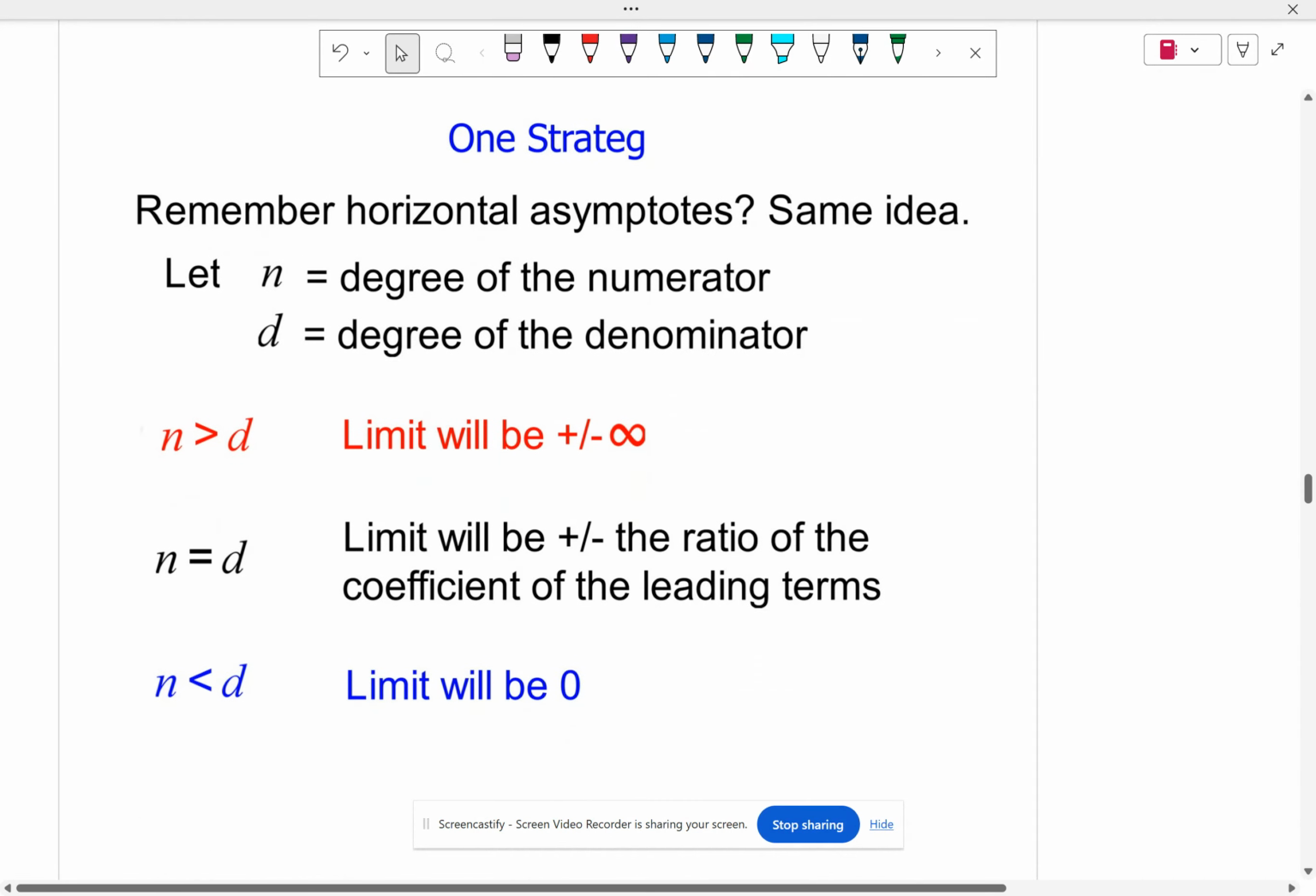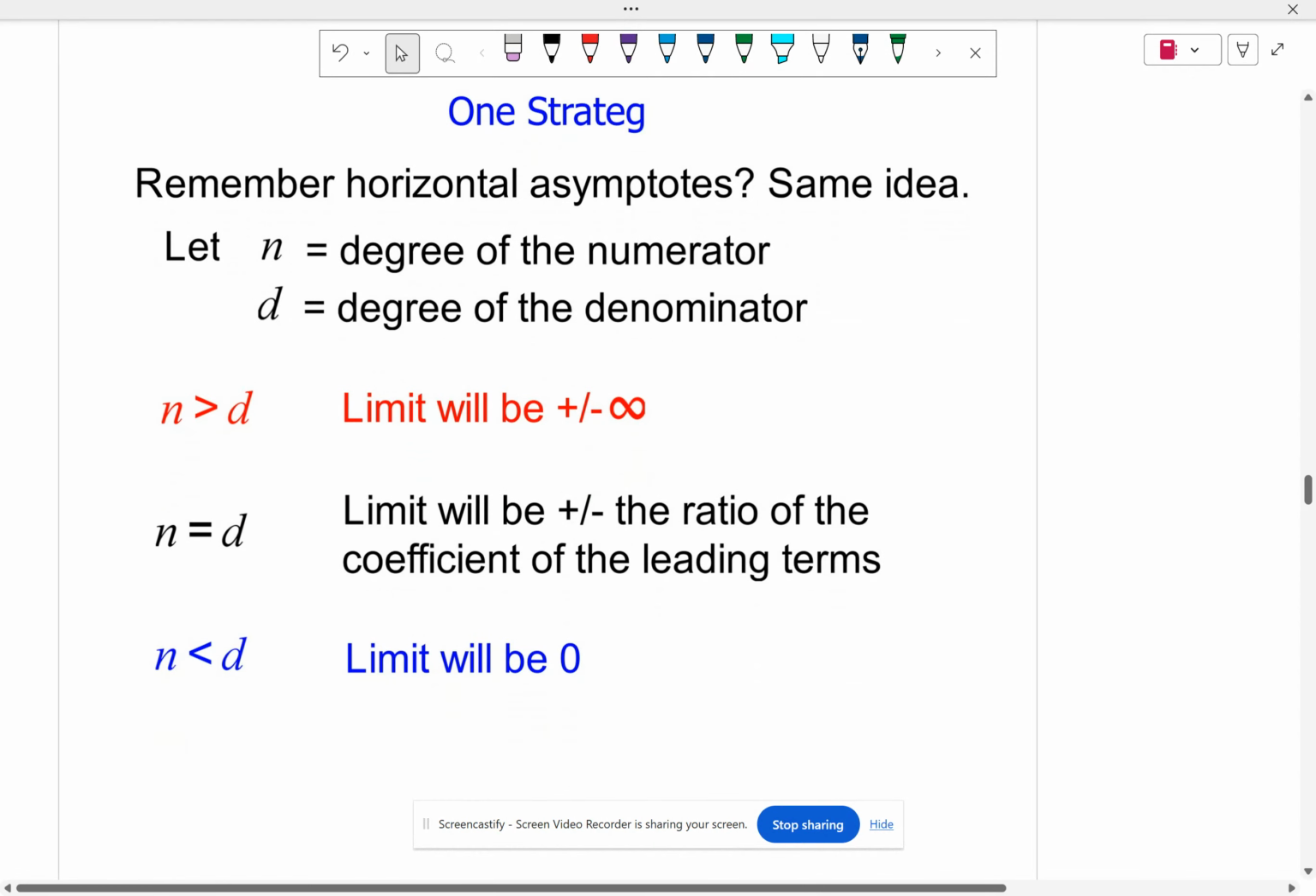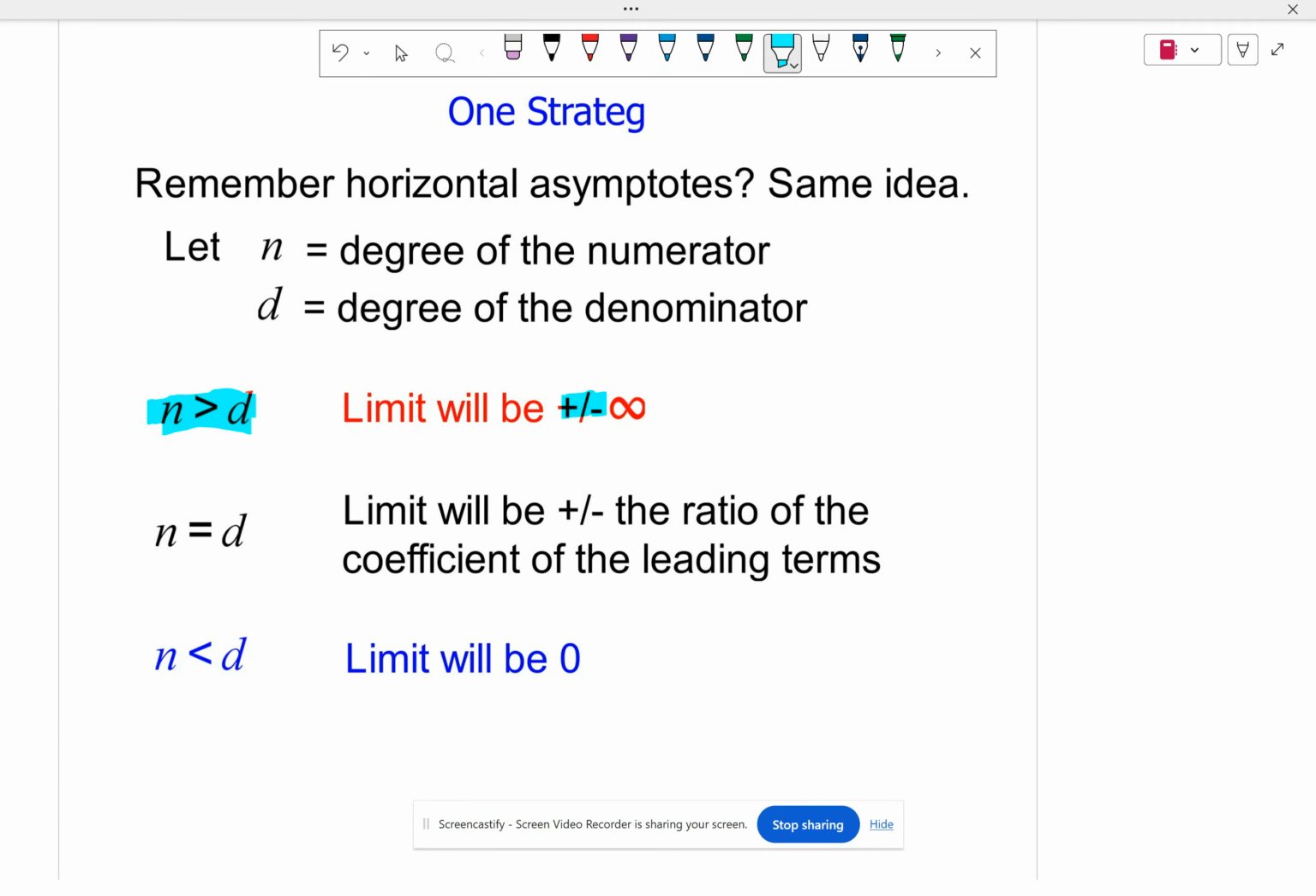So one strategy is, when we're given rational functions, we found horizontal asymptotes. So again, we look at the degree on the top and the degree on the bottom. If the degree on the top is bigger, then there was no horizontal asymptote. That means that function is going to infinity. Now it's either positive or negative infinity. We don't know which one. We'll have to do a little bit of work.